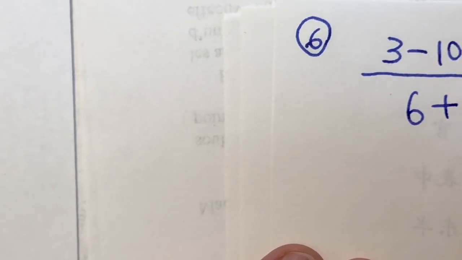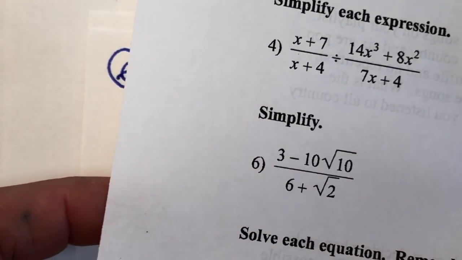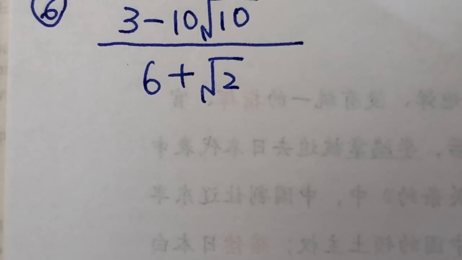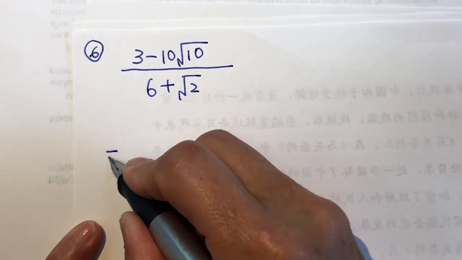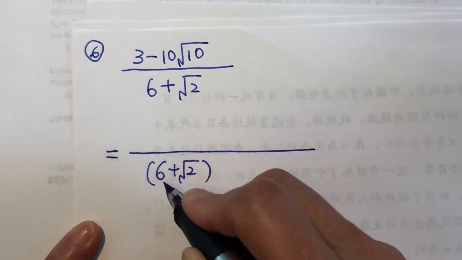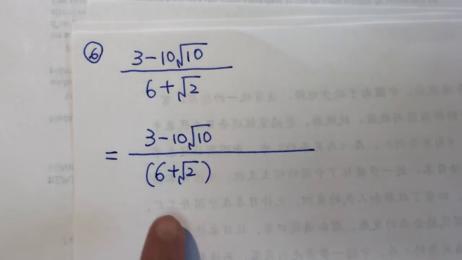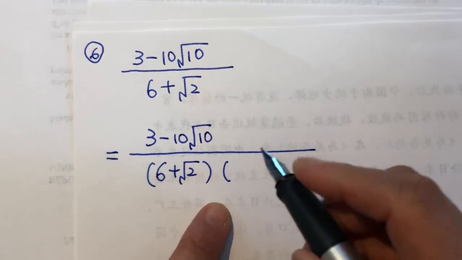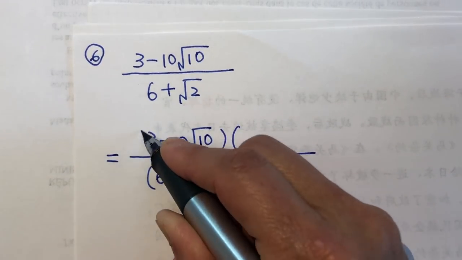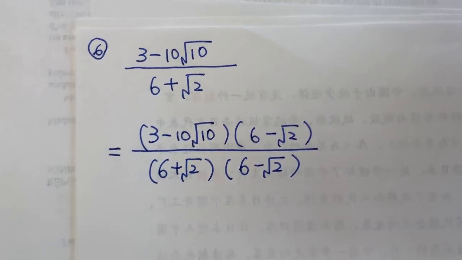6 plus square root of 2. Okay, so we copy the problem. Did I copy it exactly the same? Yes, it is exactly the same. Okay, now I copy it. 6 plus square root of 2, 3 minus 10 times square root of 10. So if we want to rationalize it, we need to multiply by 6 minus square root of 2. And on top, we need to multiply exactly the same number.